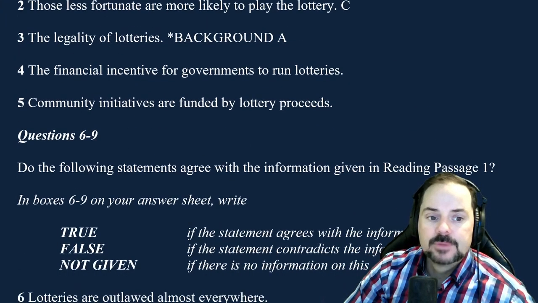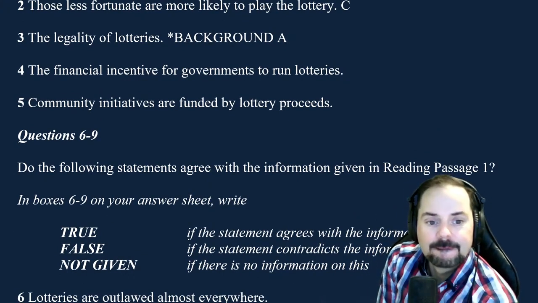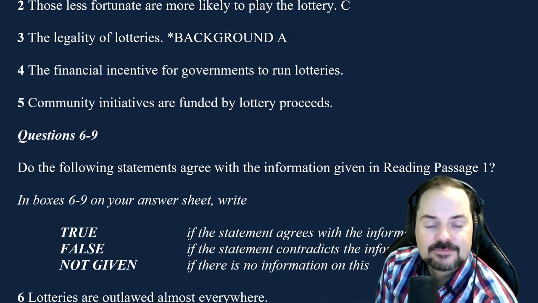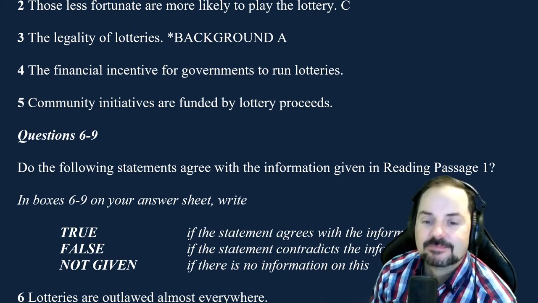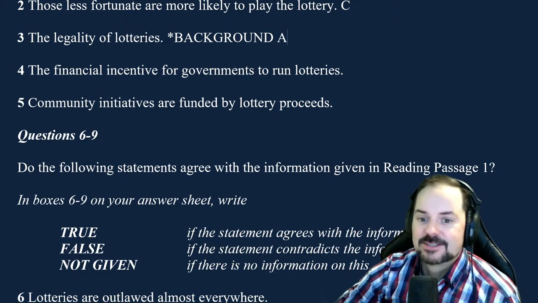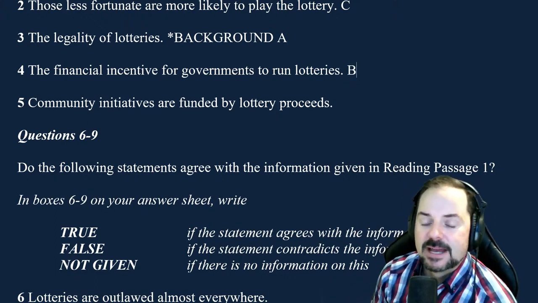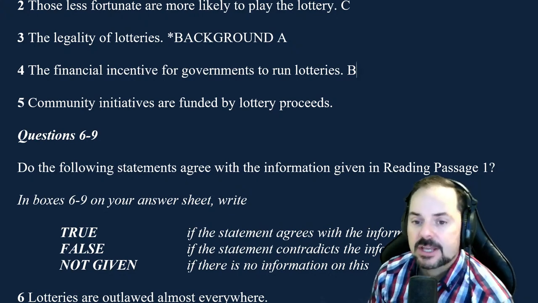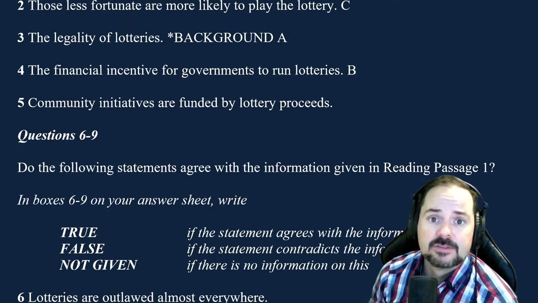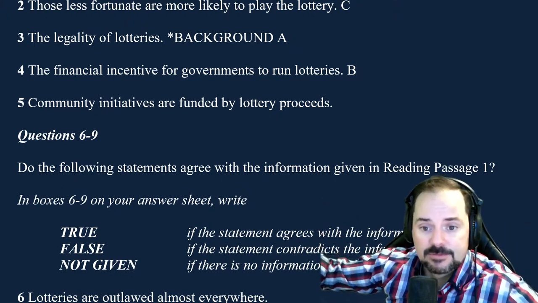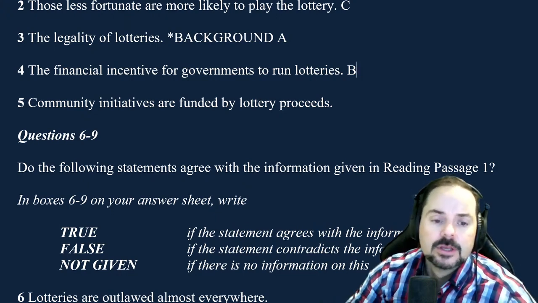Okay, number 4, read that one for me. So it's the financial incentive for governments to run lotteries. This is B. Yes, it is. And you should be that fast. In the real IELTS exam, if you got this passage, you should have a very fast answer to that. It makes sense to have that as your first body paragraph. It's kind of giving the setting or the context for all of this. Talks about how governments make millions of dollars, right?